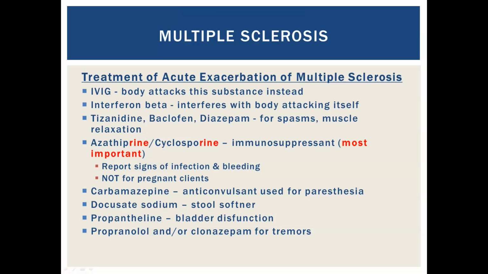So it's propantheline, and that's going to help you with the bladder dysfunction. And then we see a beta blocker, propranolol or clonazepam, and that's going to help with that kind of spasticity, the tremors.